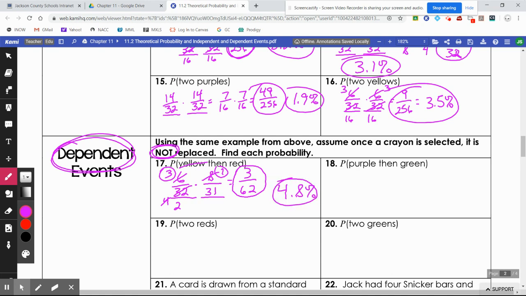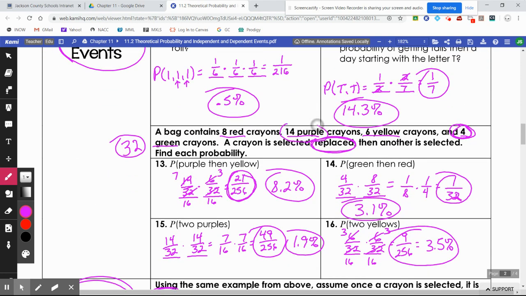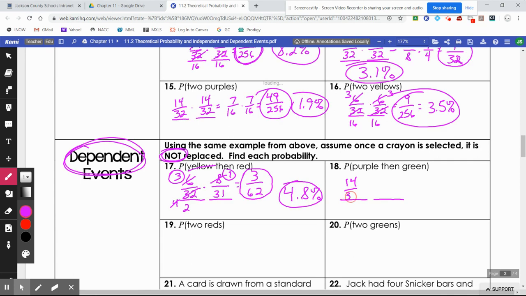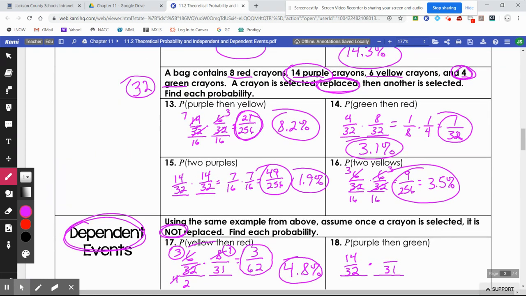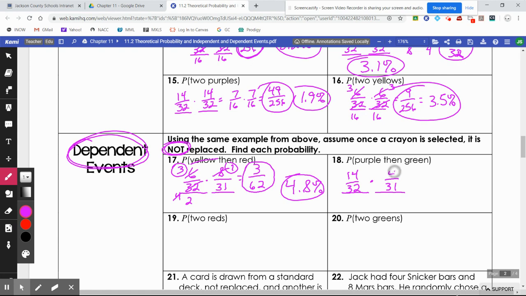The probability of a purple then a green. Again, there's 2 choices here. There's 2 things happening. The probability of drawing out a purple, there are 14 purples out of the 32 crayons that are in there to begin with. But again, since we drew out a purple crayon, we know that there's only 31 crayons left. So the probability of now drawing out a green would be there are 4 greens out of those 31. So there's your probability of that happening.